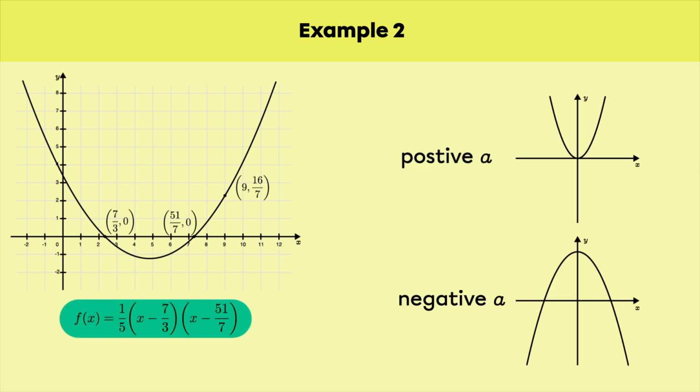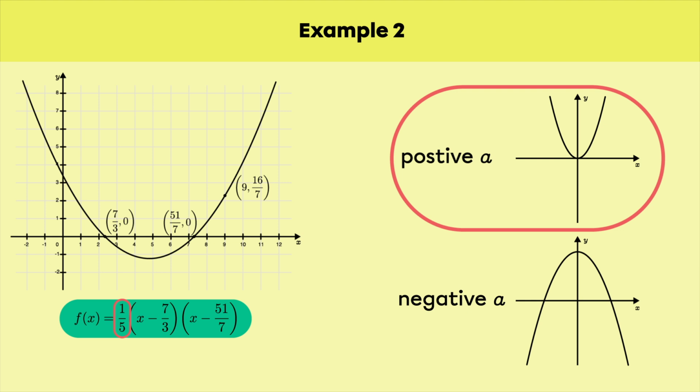This is consistent with the graph. The parabola opens upwards, and the a value we found is positive. That's it. Hopefully this video has helped you to find the rule of a quadratic polynomial function from its zeros and a point.